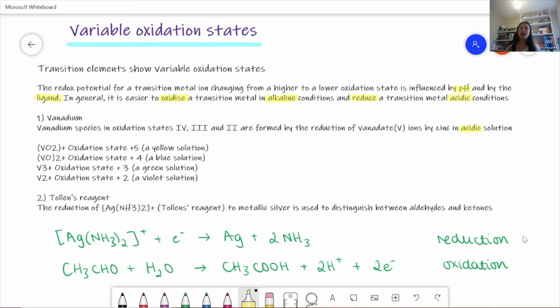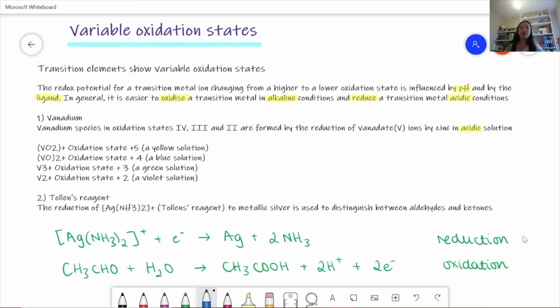a blue solution. And V3+ is a green solution, and the vanadium has an oxidation state of +3. And for V2+, the oxidation state for vanadium is +2, and it's a violet solution. So you need to remember all of the colours of these solutions of these different species of vanadium. You don't really need to remember the oxidation states because you can just work them out.